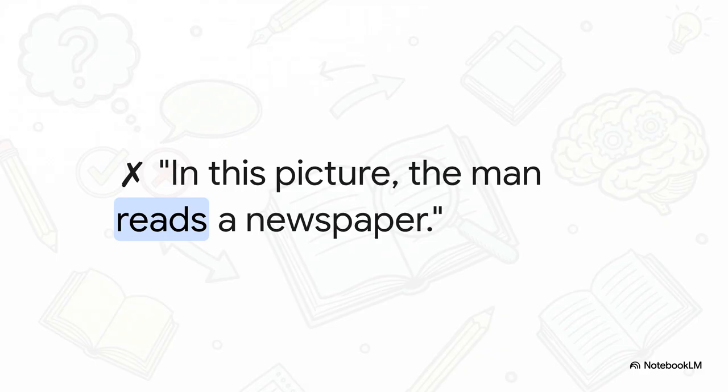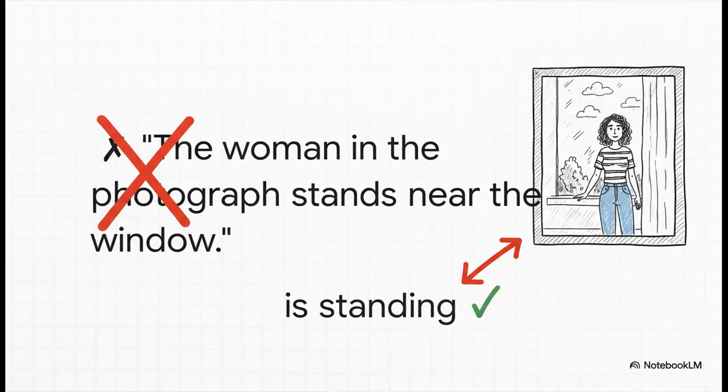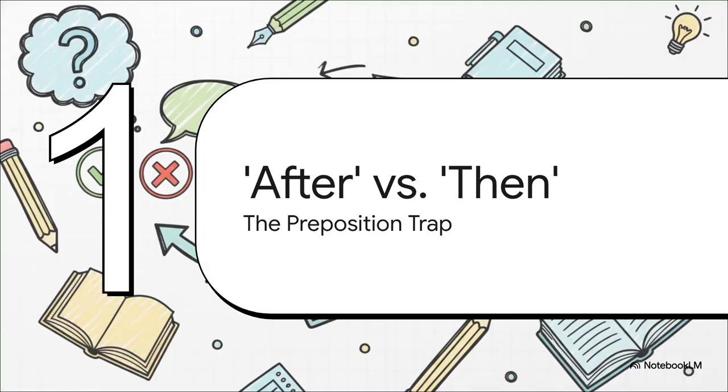And this right here, this is the mistake we're trying to avoid. Using reads, that's the simple present tense, is for habits. Things you do all the time, like he reads the newspaper every single morning. But for one single frozen moment in a picture, that's when it's not quite right. Okay, one last time. Let's really lock this in. We wouldn't say stands near the window. We'd say the woman in the photograph is standing near the window. Are you seeing the pattern? When it comes to pictures, just think ing. Pictures always get the ing treatment. All right, mistake number 1 is down. Let's move on to our second one.